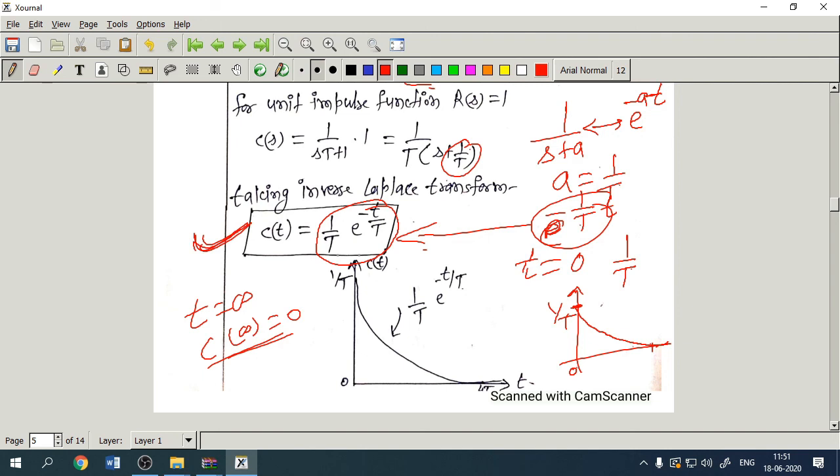So we discussed in this lecture the first order control system with three inputs. First is the step input, second is the ramp input, and third one is the impulse input.